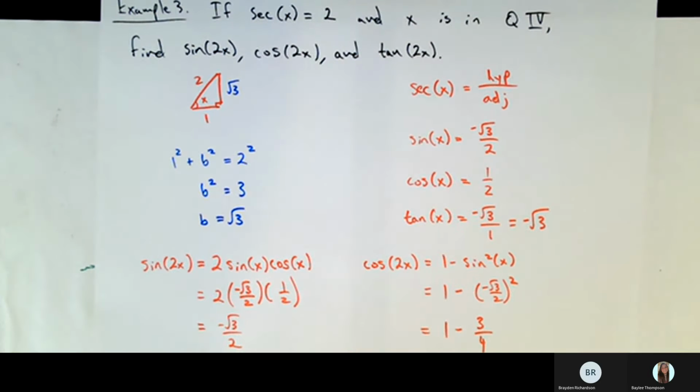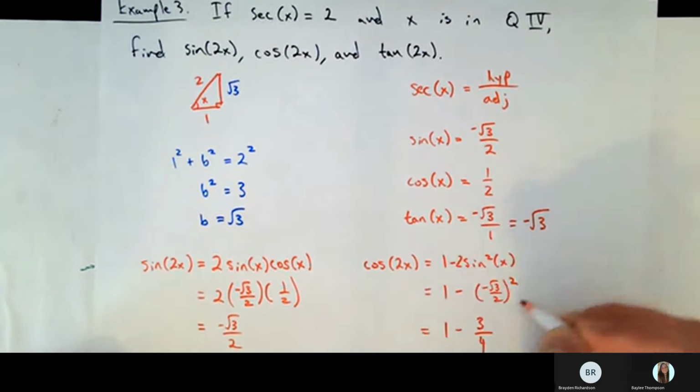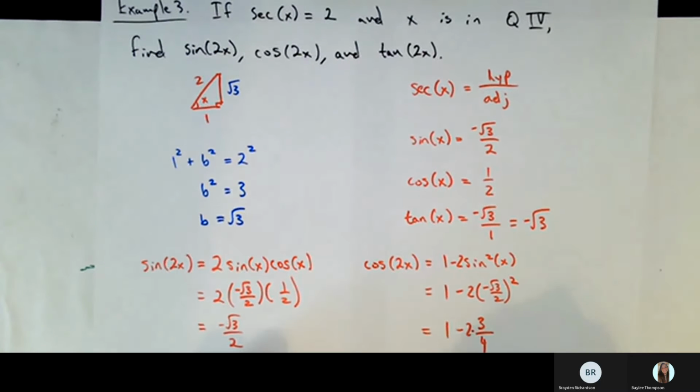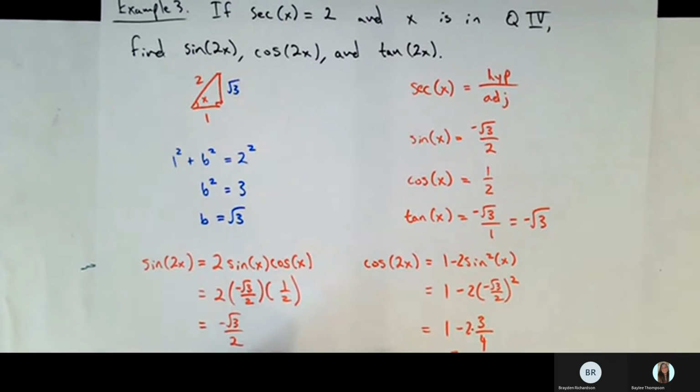Something doesn't seem right. Well, if you're paying attention, you see I wrote the formula down wrong. Yep, whoops, need a 2 right here, need a 2 right here, and that means I needed a 2 right here. So I should have 1 minus 3 over 2, which is giving me negative 1/2. There we go.